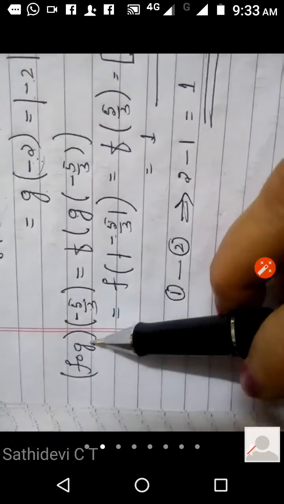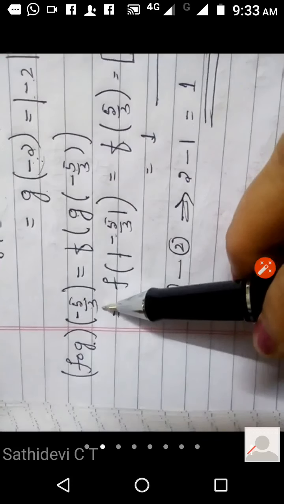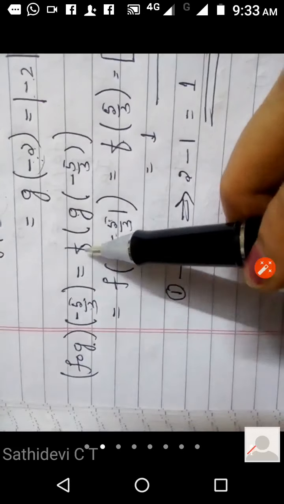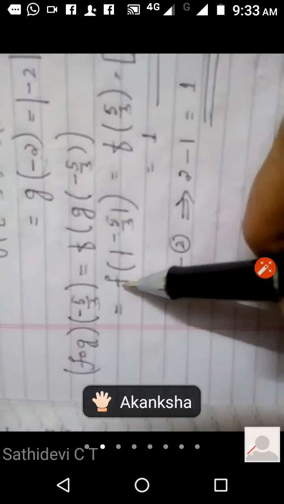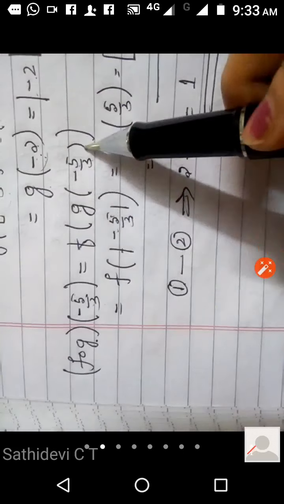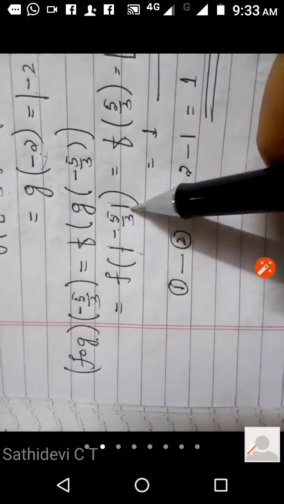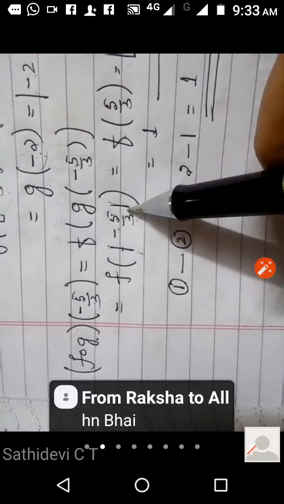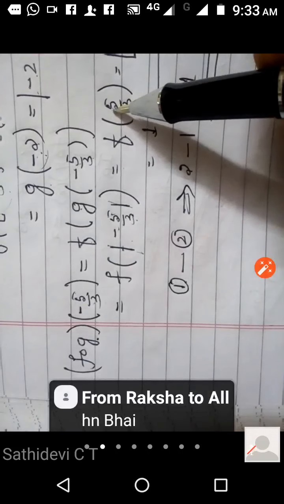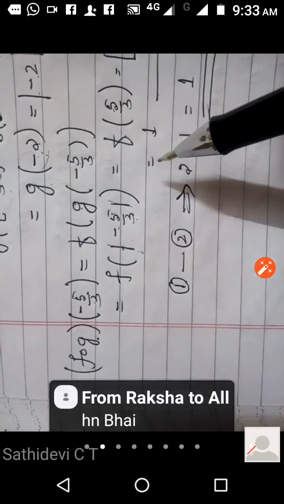Second part, F composite G on minus 5 by 3 is F of G of minus 5 by 3. That is, F of G of minus 5 by 3 is modulus of minus 5 by 3. And modulus of minus 5 by 3 is 5 by 3.